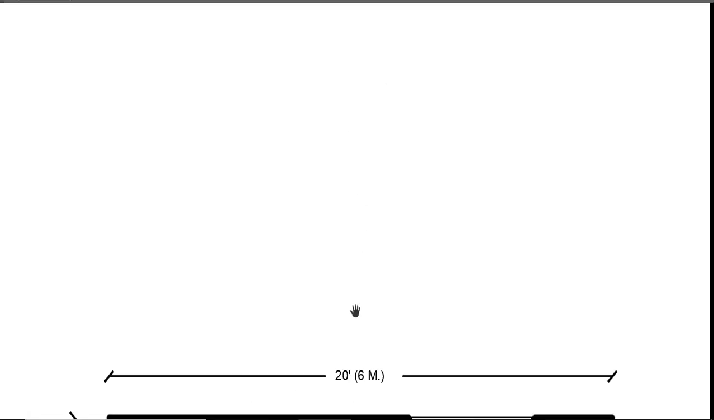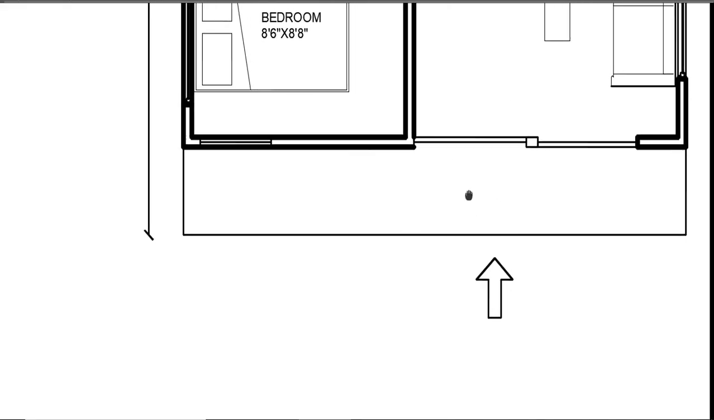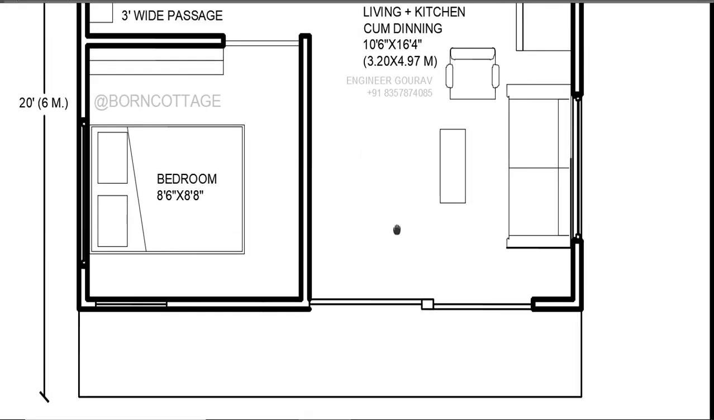So this is the floor plan of the house. The total area I have taken is a width of 20 feet, which is 6 meters, and a length of 20 feet, which is 6 meters. In the front we have an outdoor sitting area here. After that we will go inside, so we have a living plus kitchen cum dining area.